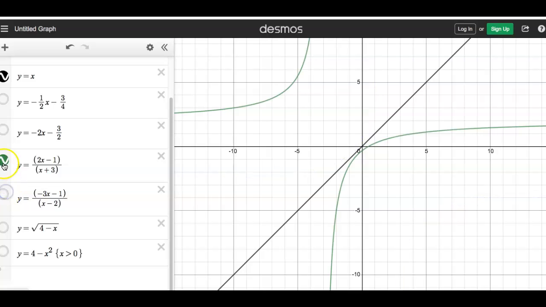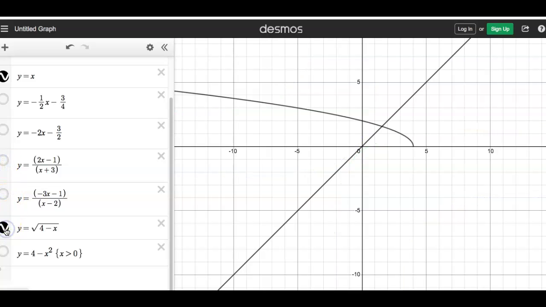If we turn those off, we can look at this one. The square root of 4 minus x starts at 4 and goes back that way. It's got the point (0, 2) on it and the point (4, 0). So the other one is going to have the point (0, 4) on it and (2, 0). It's going to go through here like that. If I graph that one, we get 4 minus x squared.